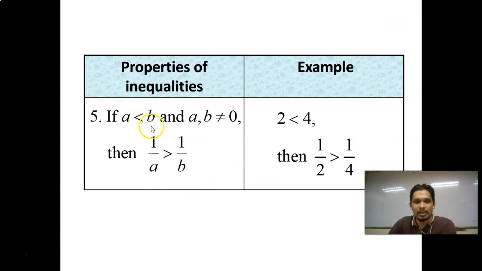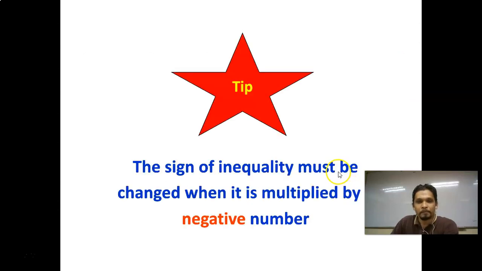If a is less than b, then 1 over a is greater than 1 over b. Let's say between 2 and 4, 2 is less than 4. But when it comes to the reciprocal, 1 over 2 is greater than 1 over 4. So the sign of inequality must be changed when it's multiplied by a negative number.